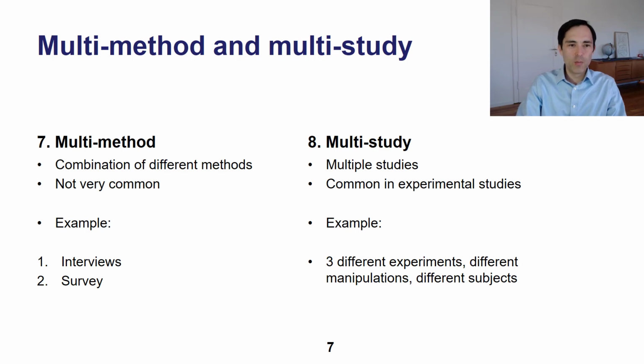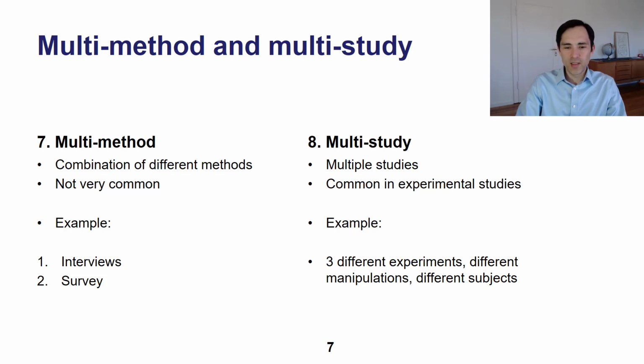Number 7 and 8: multi-method and multi-study. Multi-method is a research design where you combine different methods. You could combine qualitative and quantitative research. These studies are very exciting and could be very rich. We don't see that many multi-method studies. They're very difficult to execute and even more difficult later to publish. A very typical example would be we start with interviews, we develop hypotheses, and then we test them in a survey. It could also be the other way around.